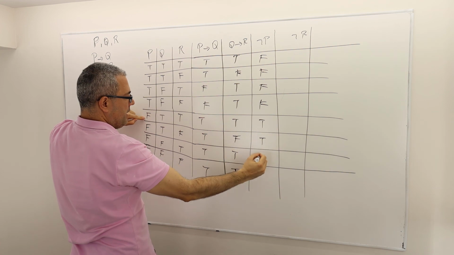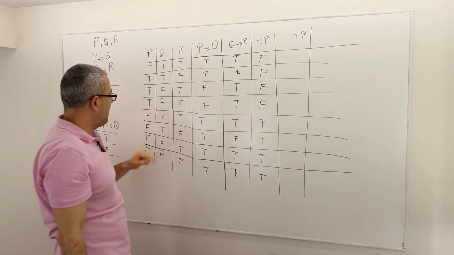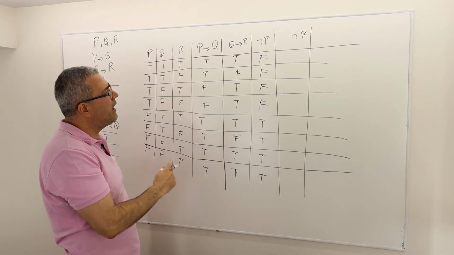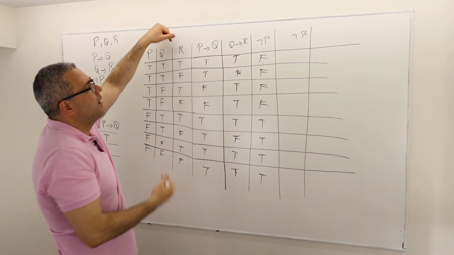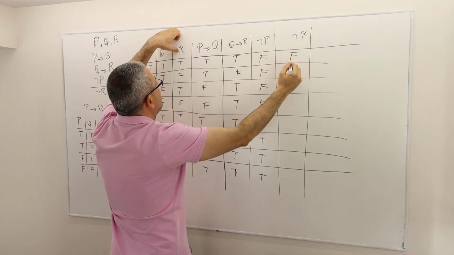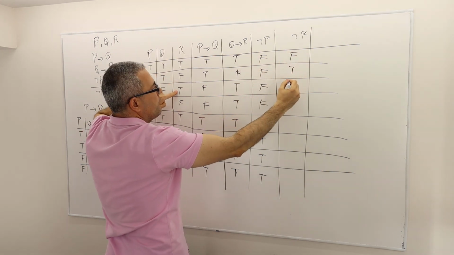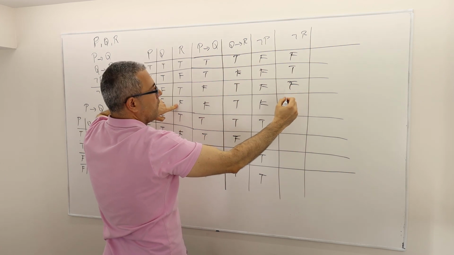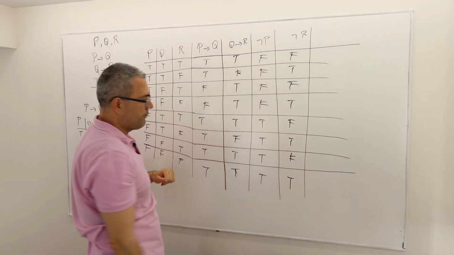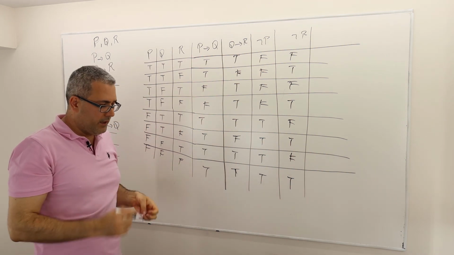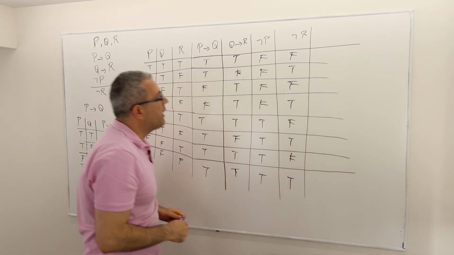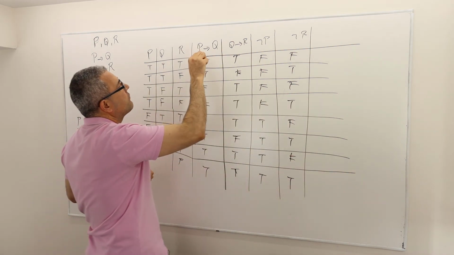And whenever P is true, this must be false. I'm sorry, not P must be true. And finally, next, not R. Similarly, I'm just going to negate R. So this is going to be false, this is false, this is true, true, false, false, true, false, true, false, true. All right.